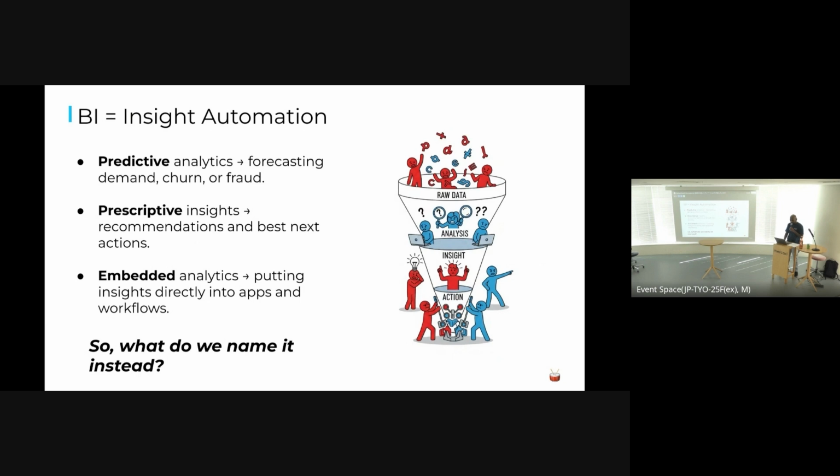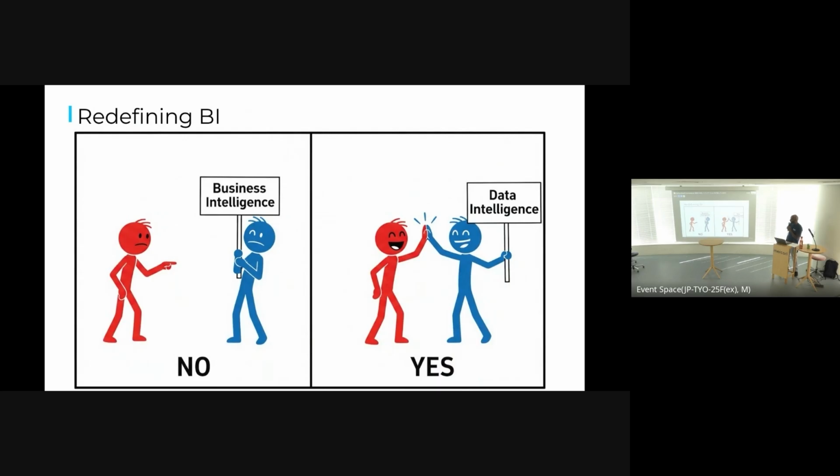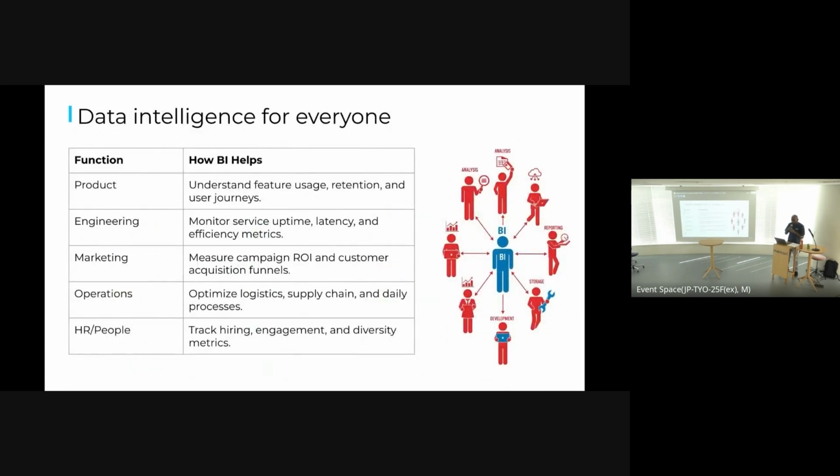So it's not just about business here. So what do we name it instead? We could call it data intelligence too. Instead of having it just focus on business, we are using data to derive the insights out of it, so we might as well call it data intelligence. So which other domains can data intelligence help you?